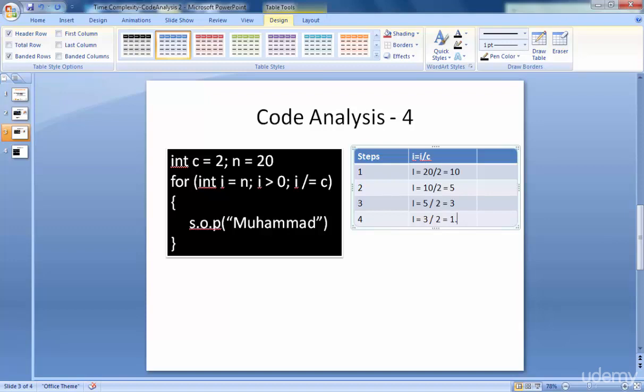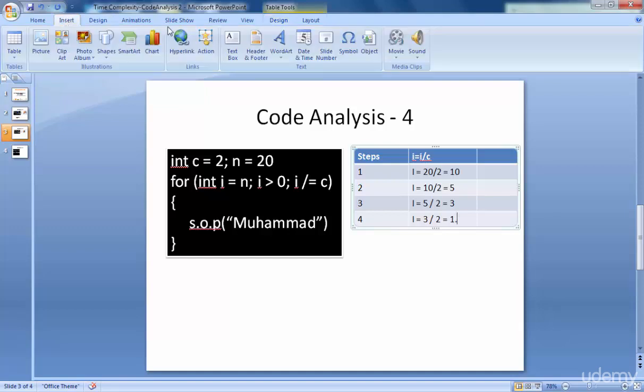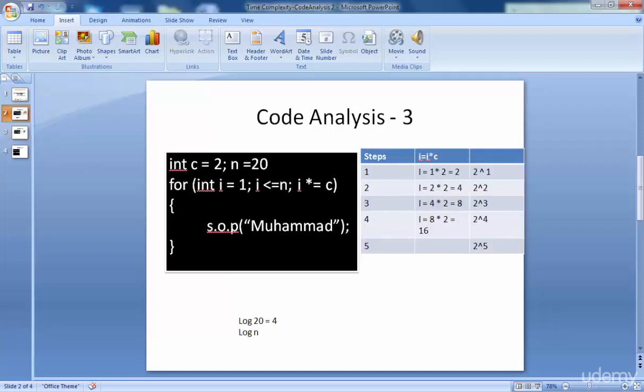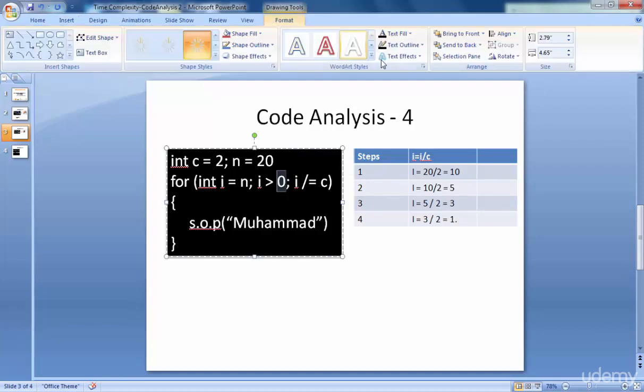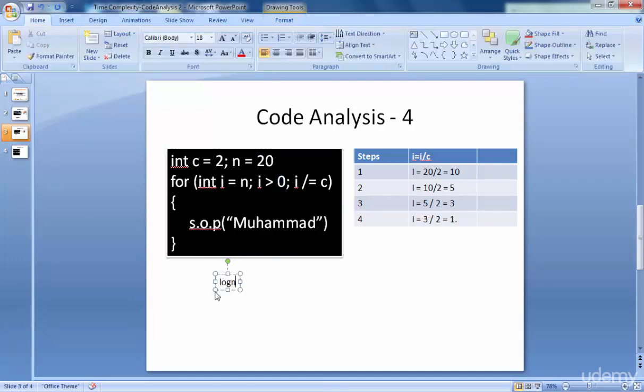The complexity of this code is again the log of n, right? Why? Because the complexity of both the code is same. Here we are dividing. In the previous one we were multiplying and starting from 1, and in the case of division we are starting from n and going till 0. So the complexity of this code is again log of n with the base 2, right?